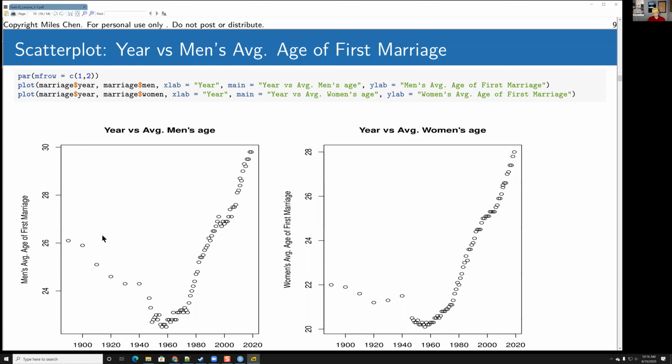What's interesting is that the slope on this side is a little bit steeper, whereas over here for women it's not as steep, and there are some interesting trends there as well. So, just something interesting to note.